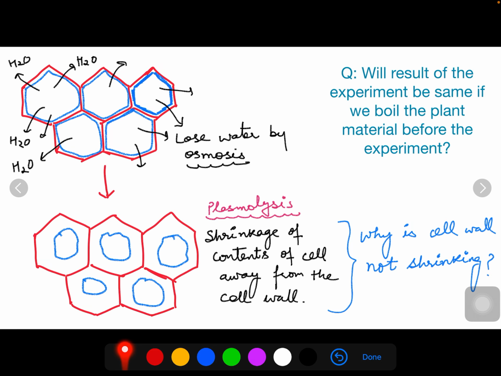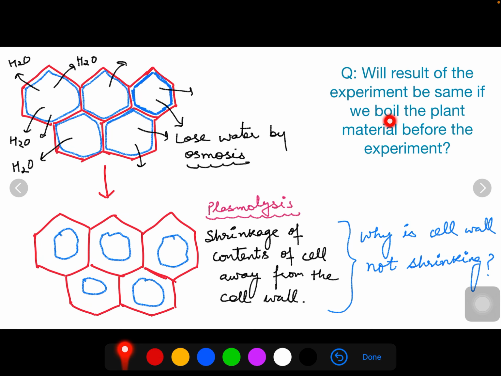Now, if we boil these cells, will the result of the experiment be same if we boil the plant material before the experiment? So before putting this into hypertonic solution, what if we boil the plant cells? Will plant cells still show plasmolysis or will they not? Answer to this lies in the effect of boiling on the plant cell.